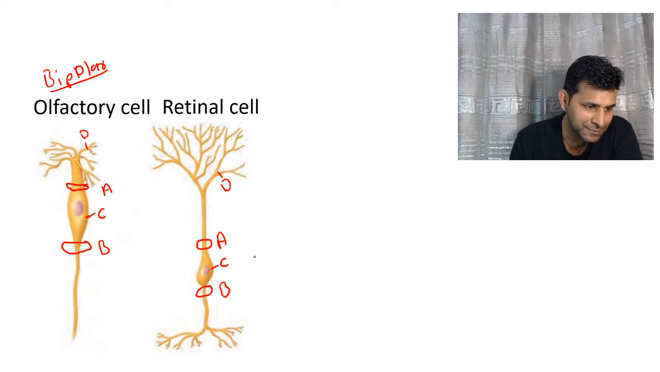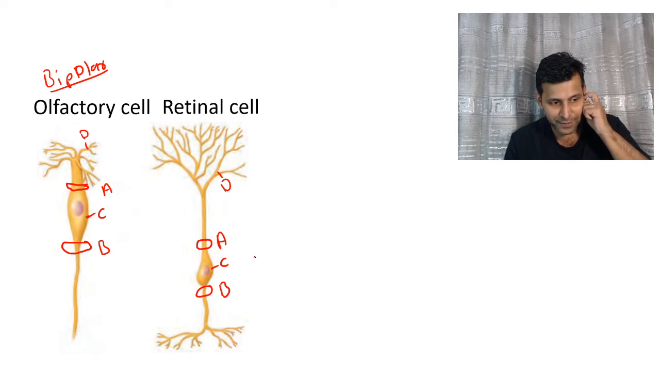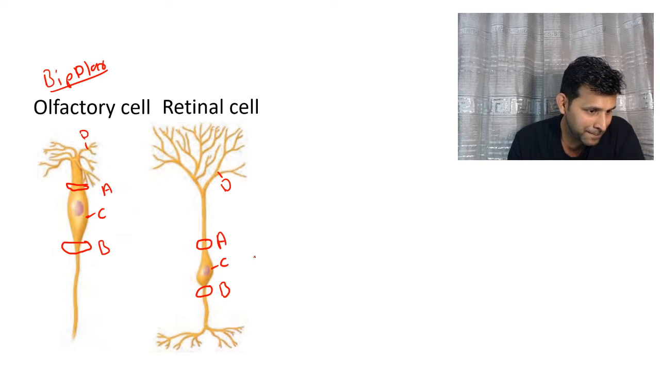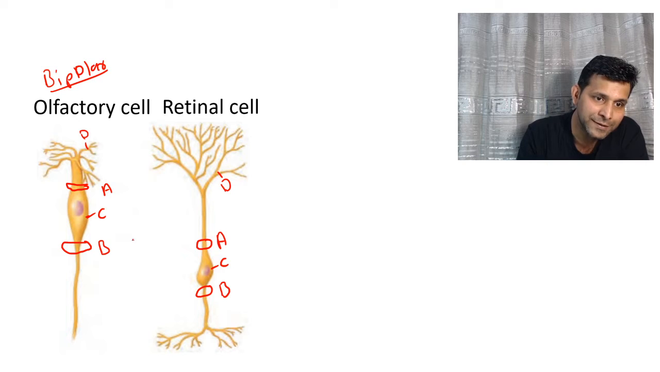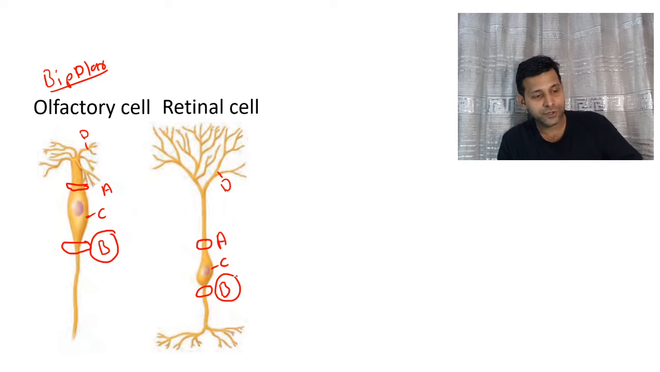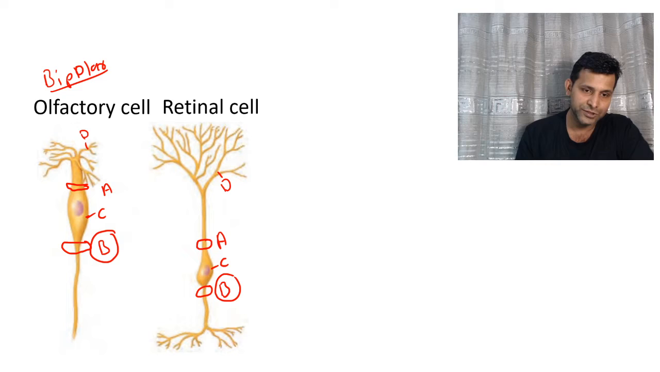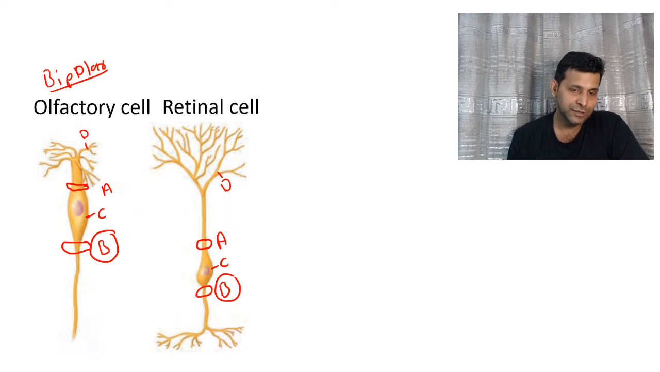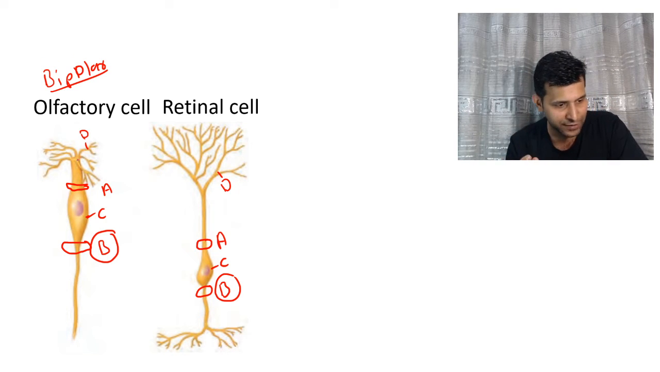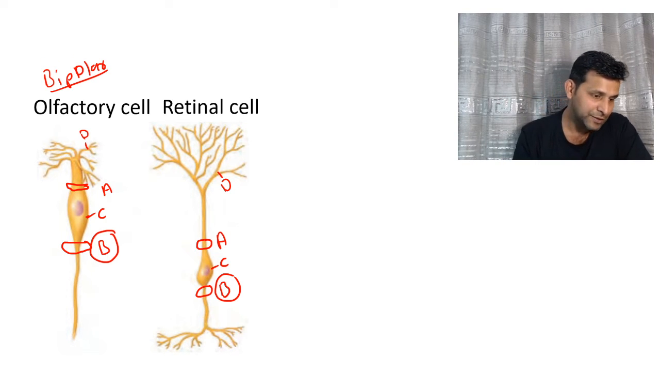In bipolar cell, Ahmad has answered C. People answered B. Yes, the right answer, of course, is B. Please remember, even in bipolar cell, it's an axon hillock where we are going to have first action potential. Bipolar cells are very common in retinal cells and even in the olfactory cells. So special senses have much more of bipolar cells.